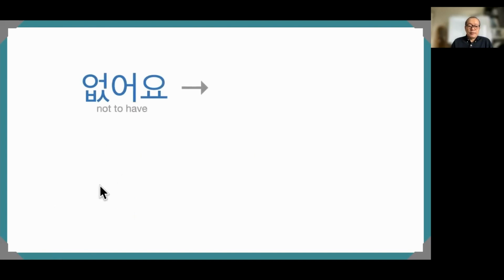Okay, same rule. Let's practice. Same. This final consonant is shifted to the next syllable. So the pronunciation is 없어요, 없어요.